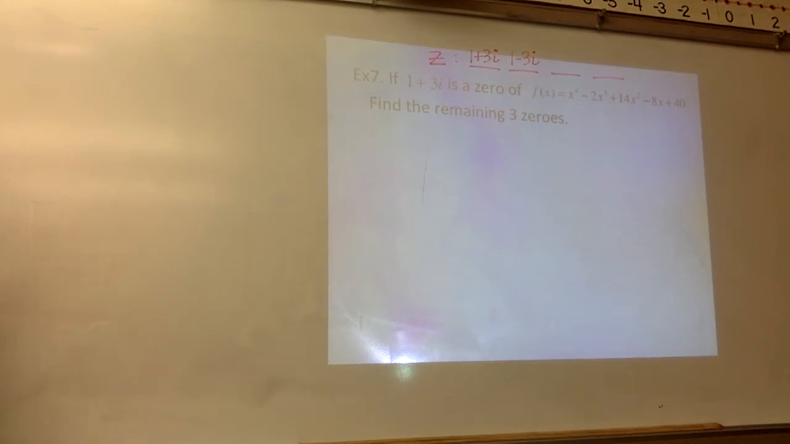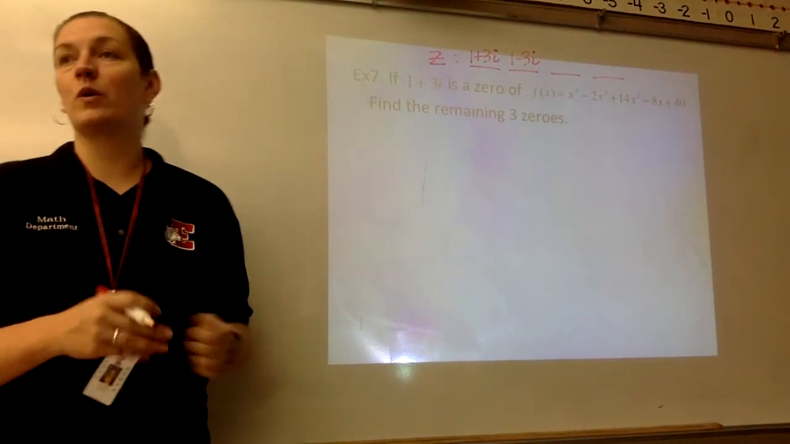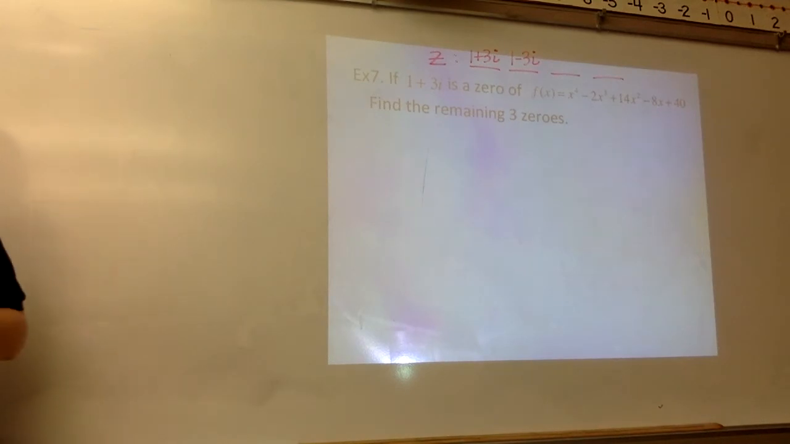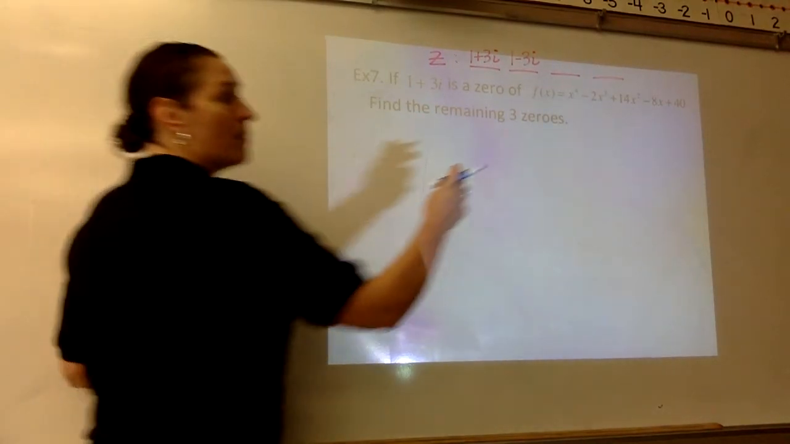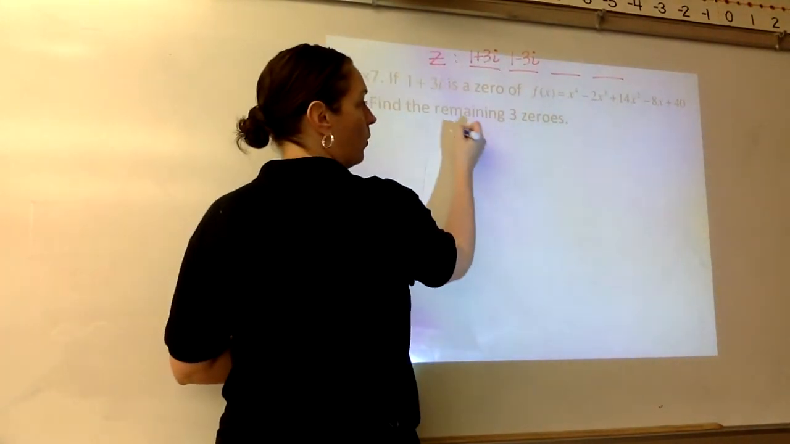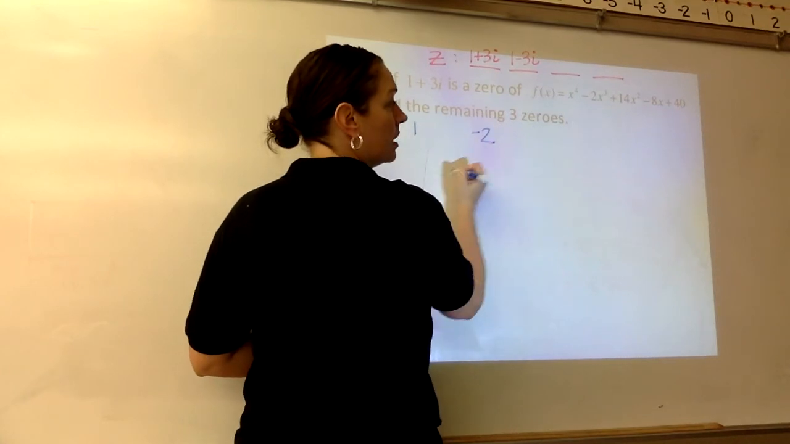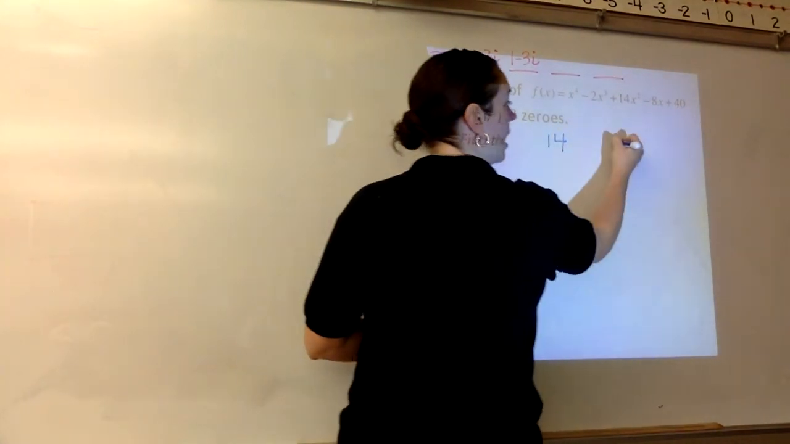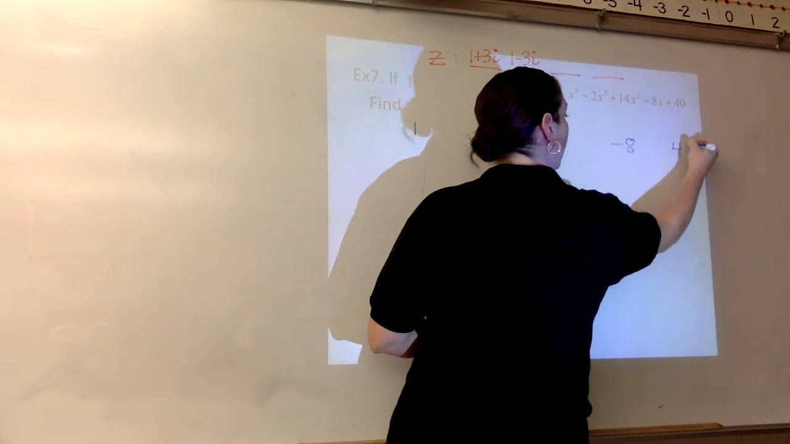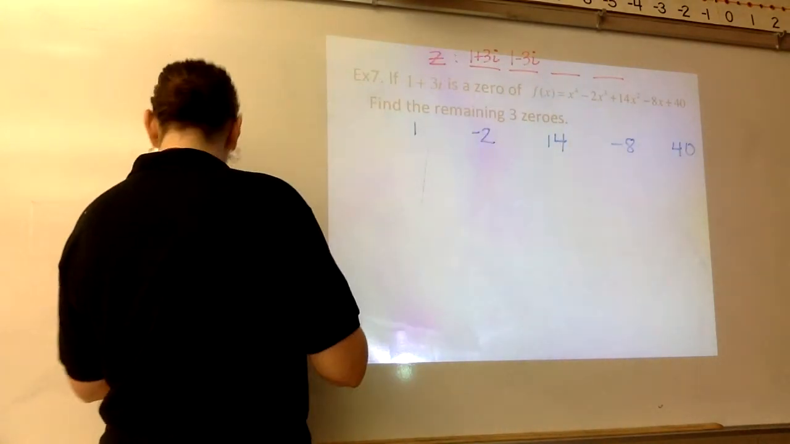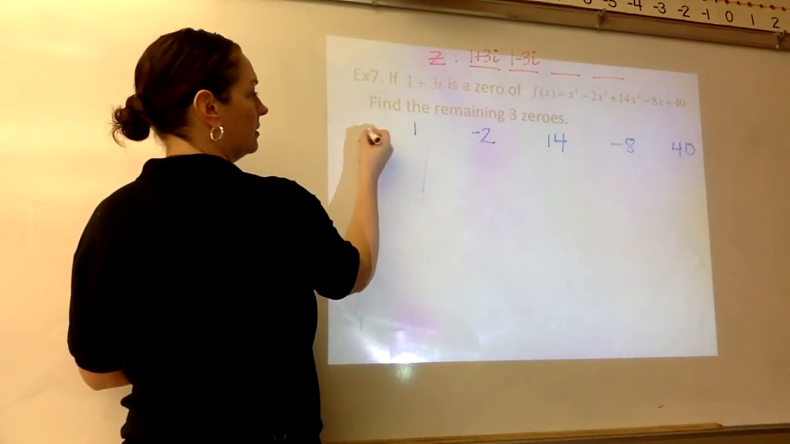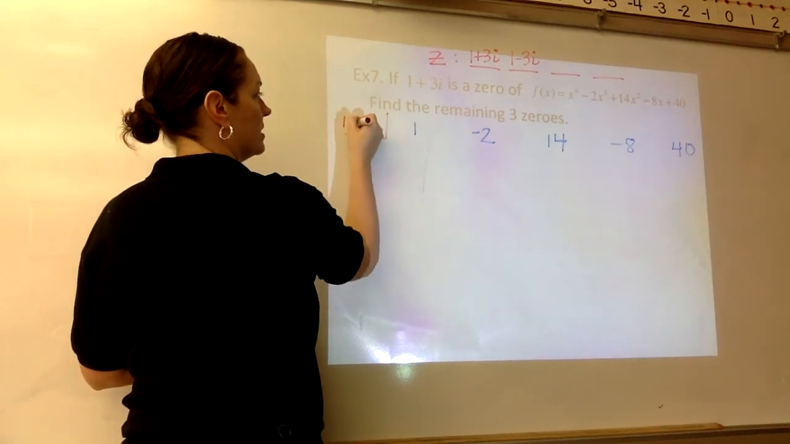What did we do on the previous example once we indicated what the zeros were? Once we had a 0, what operation did we use? Synthetic division. Same thing. So I'm going to use my synthetic division. I have all my powers represented. So I have a 1. Please space this out. I have a -2. I have a 14. I have a -8. And I have a 40. My first synthetic division is going to be by the given 0 that they gave me, 1 plus 3i.